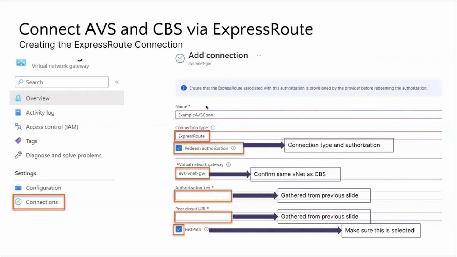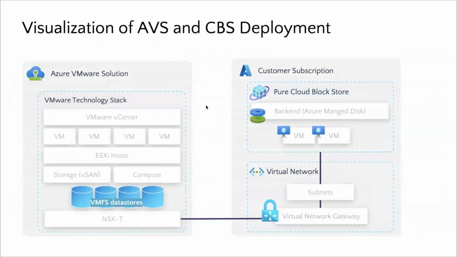You just need to make the connection to the EVS ExpressRoute. And the last thing that we really need to emphasize here is you have to make sure you select the FastPath for this connectivity to happen. Once this is done, now we can visualize the deployment.